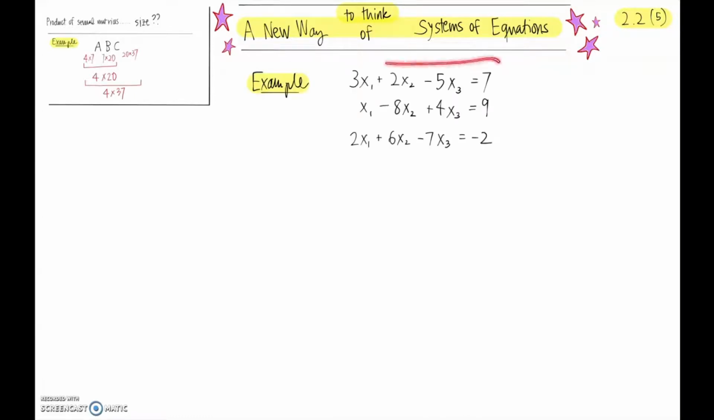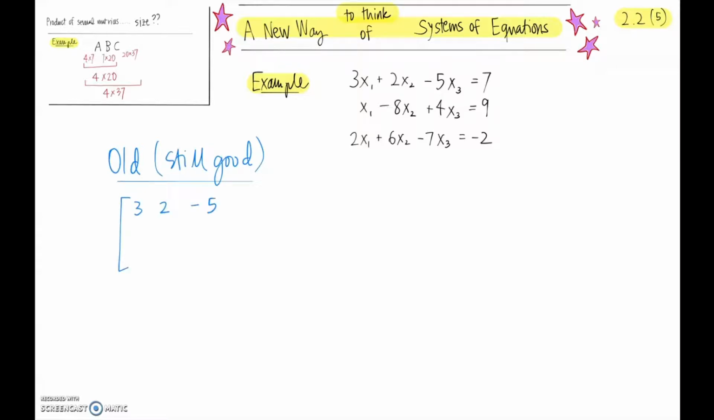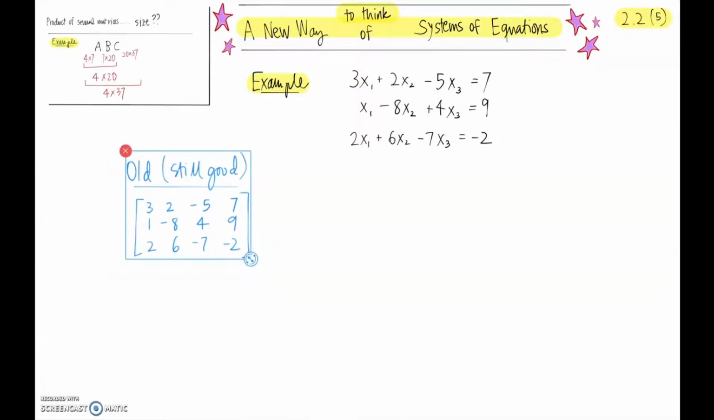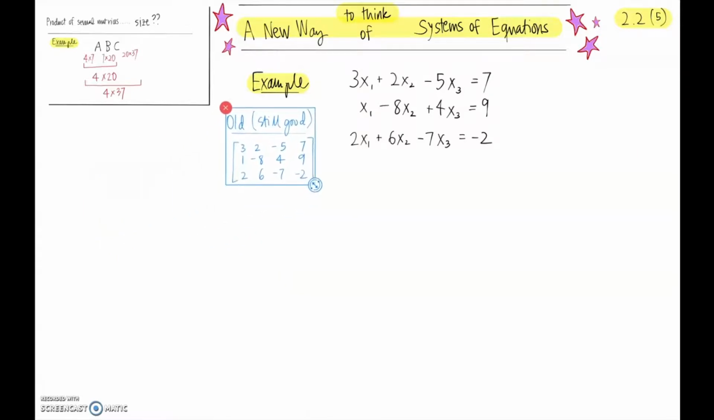So here we have a system of equations. Let's see, we've got 3 variables and 3 equations here. And the old way of handling this, which is still good, was we would take the coefficients, put them in this matrix, and then take the constant terms and just put them as the last column in that matrix. And we would do reduced row echelon to this matrix, and we would read off the solutions once it was in that form. So that was all good. We're just going to think about a new way of tackling this problem.